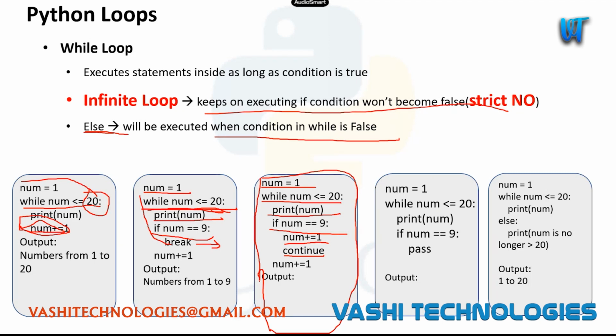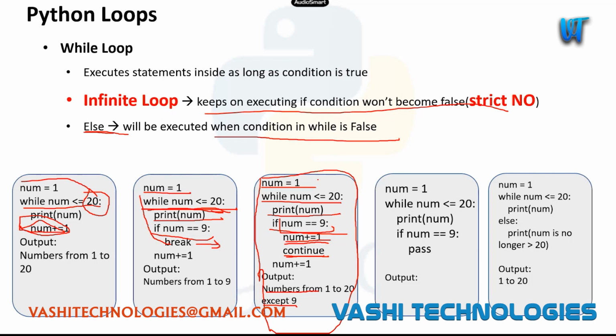It skips 9 and prints 1 to 20, everything else. It skips the 9. It will print every number. So yes, as Varshita said, it will be skipping 9. It will print all the numbers from 1 to 20 except 9. The reason being, if number is equal to 9, then we are just making an increment and continuing, in the sense we are just skipping the current iteration and moving to the next iteration.